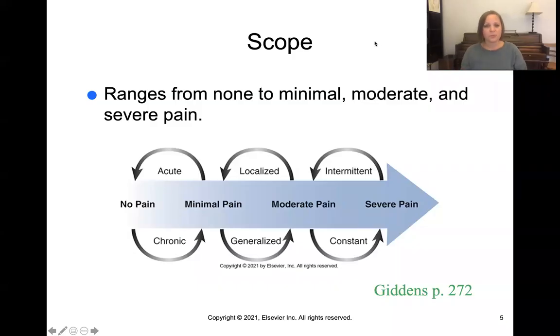So you'll see in the scope that the pain ranges from no pain to minimal, moderate, and severe pain. And we often rate this on a scale of 0 to 10. And you can see that there's different ways we can describe these pains. We can describe acute pain, meaning happening right now, very recent, new, versus chronic, happening in the long term. Localized, in a specific area of the body, versus generalized body pain. Intermittent, meaning comes and goes, or constant, meaning it's always there. And these are different descriptors we use when we're describing pain.